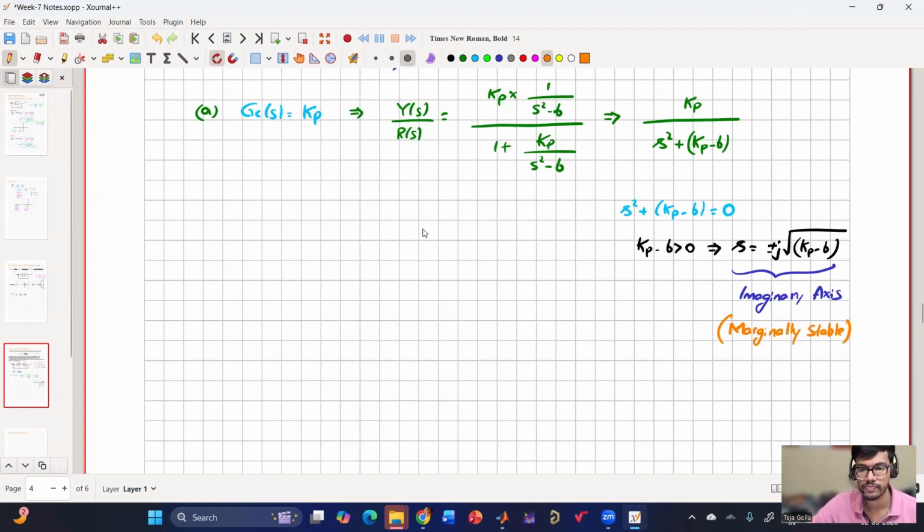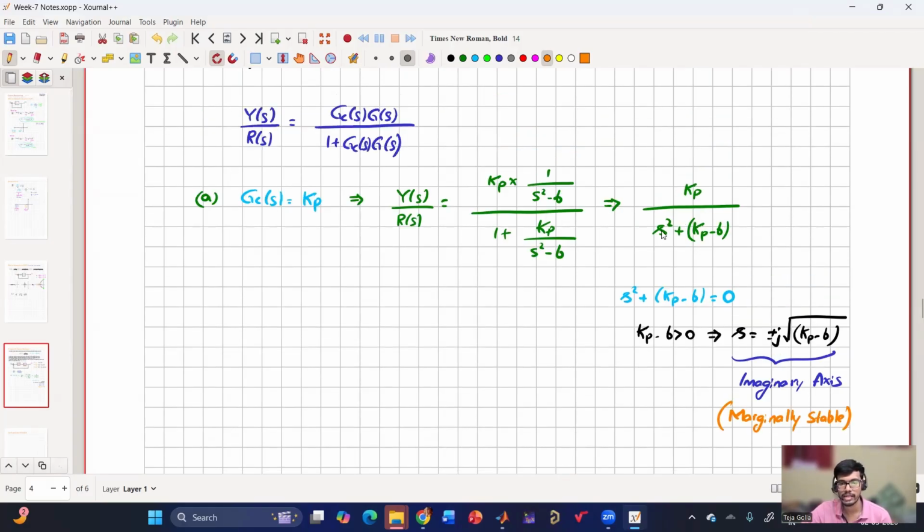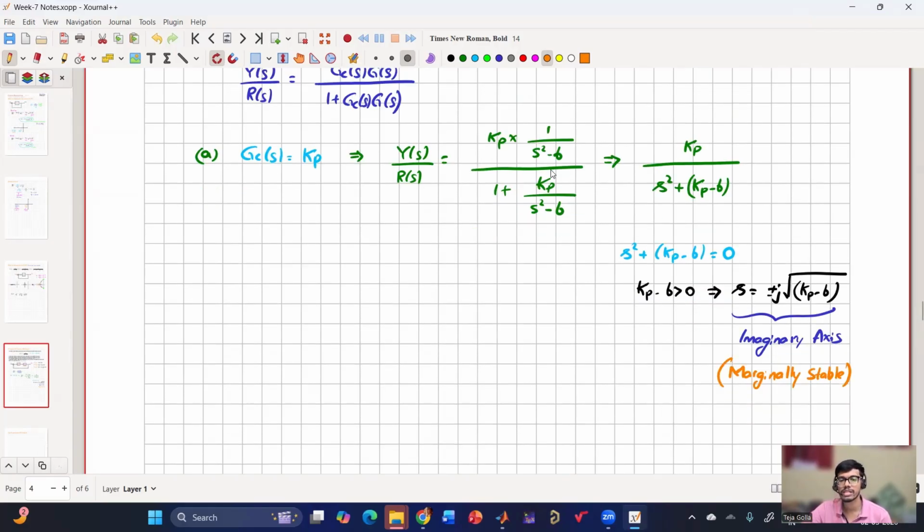Is that clear? If I consider Kp minus b is greater than 0, say it is a positive number, 9. So s square plus 9 equals 0. So s will be plus or minus j3, which means it is on the imaginary axis. So the system is marginally stable, not fully stable, because the maximum I can do is bring the poles on the imaginary axis. If my Kp is less than b, then it is unstable. So the maximum I can do is to bring them on the imaginary axis, but not on the left hand side if I have only Kp.